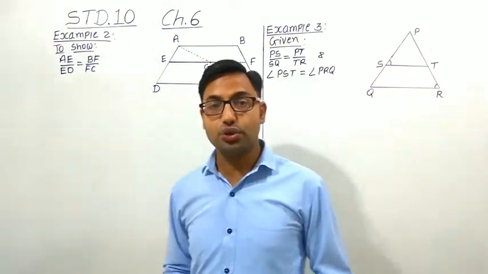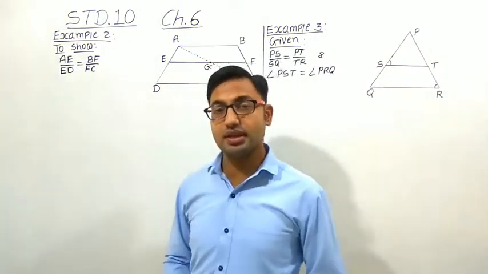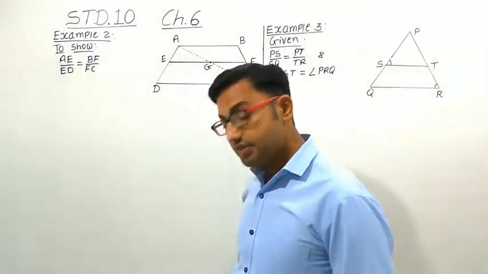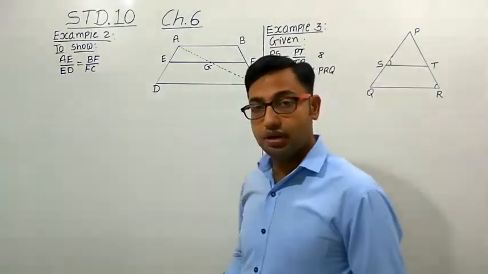Hello students, today we will study some of the examples. These are the examples of standard 10, chapter number 6, Triangles. Let us study example number 2.